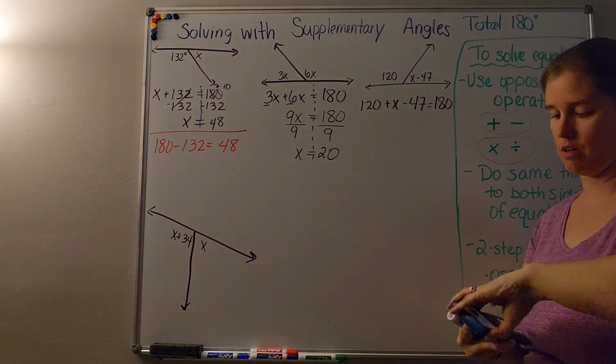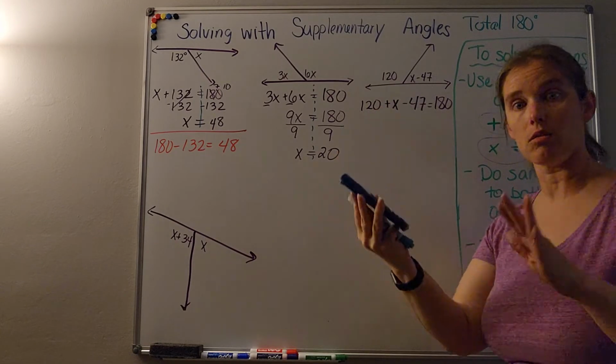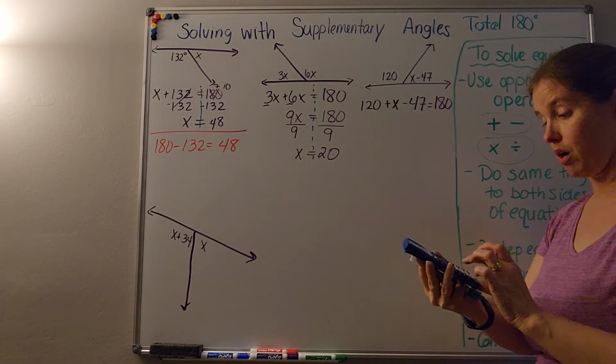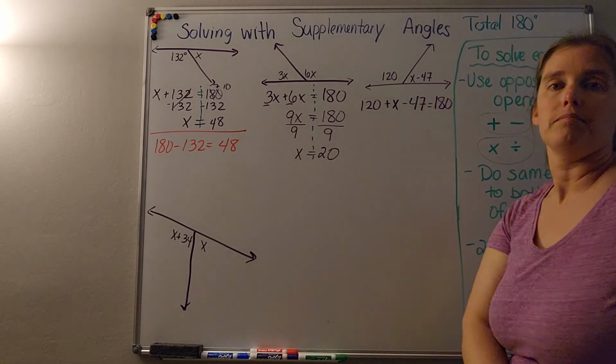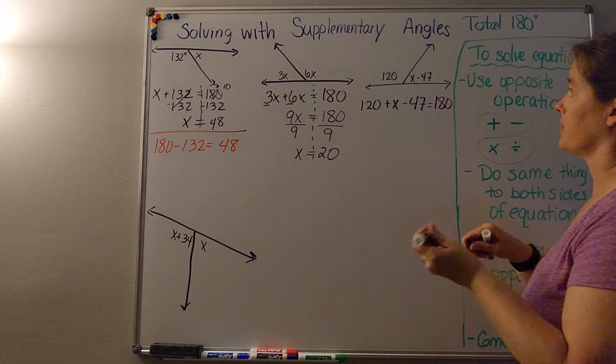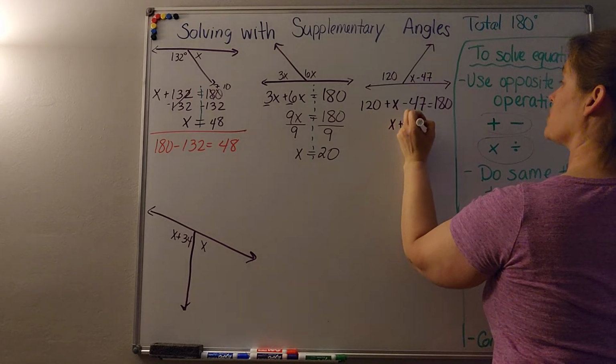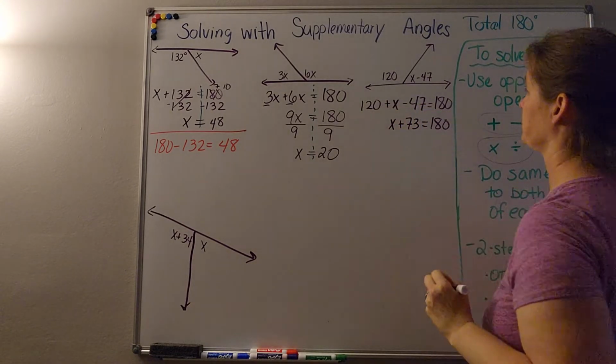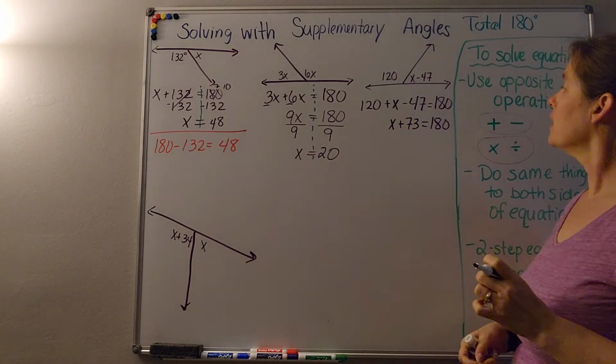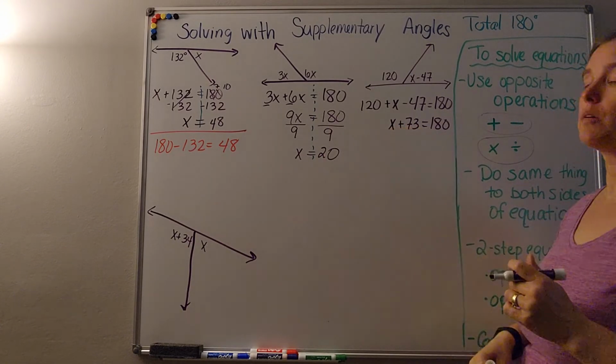Hopefully you're saying to yourself the answer. If you don't know for sure, it's okay, grab a calculator. I'd rather you get this right. But anyway, you'd find it's 73. So we'd have x plus 73. 73 is positive, so we keep it in there as positive. And we now have x plus 73 equals 180.